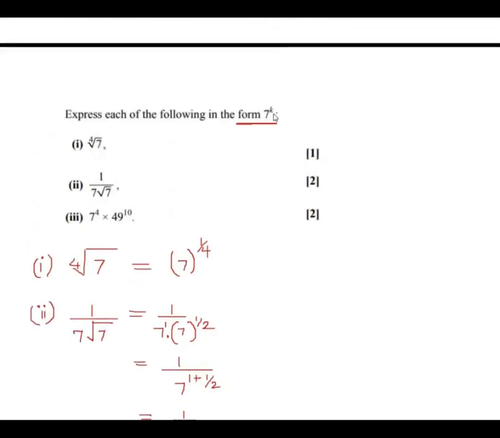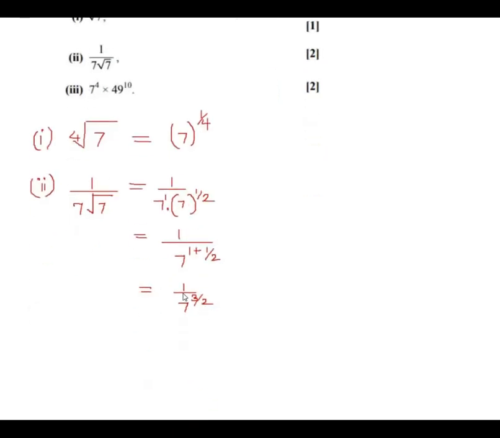Since they want us to write the answer as 7 to the power of k, again using laws of indices, we will take the 7 to the numerator and so the power sign changes. The plus becomes minus. So now this resembles the 7 to the power of k form. This is how we solve the second question.